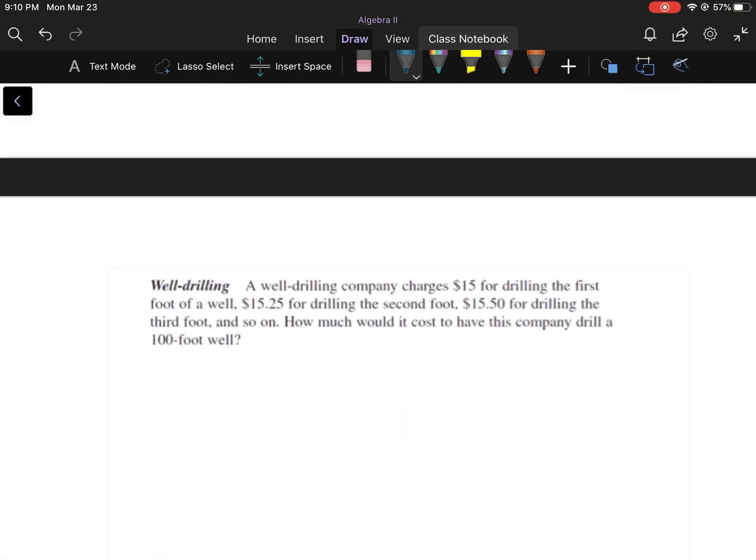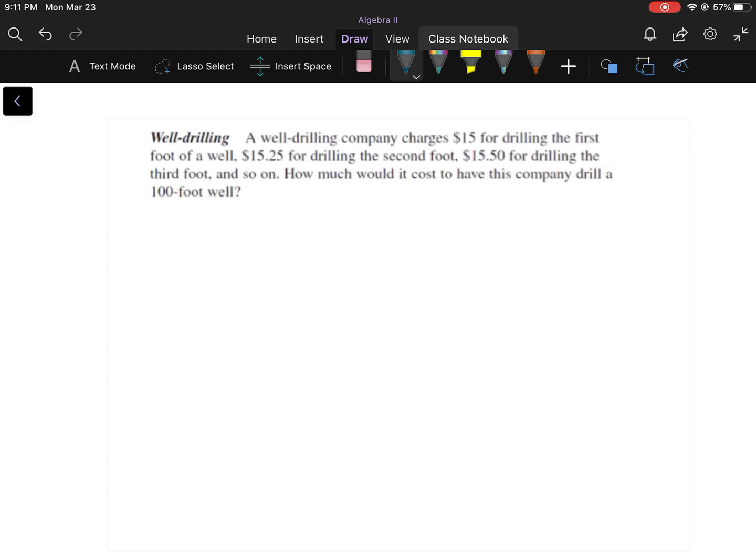So let's go over an application here. Let's say we've got a drilling company that's charging $15 for the first foot of drilling. So n equals 1 means 1 foot of drilling. It costs them $15. The next foot costs $15.25, and the third foot costs $15.50. Okay, and so on and so on. How much would it cost to drill a 100-foot well? So the price per foot goes up by 25 cents. So there is my common difference.